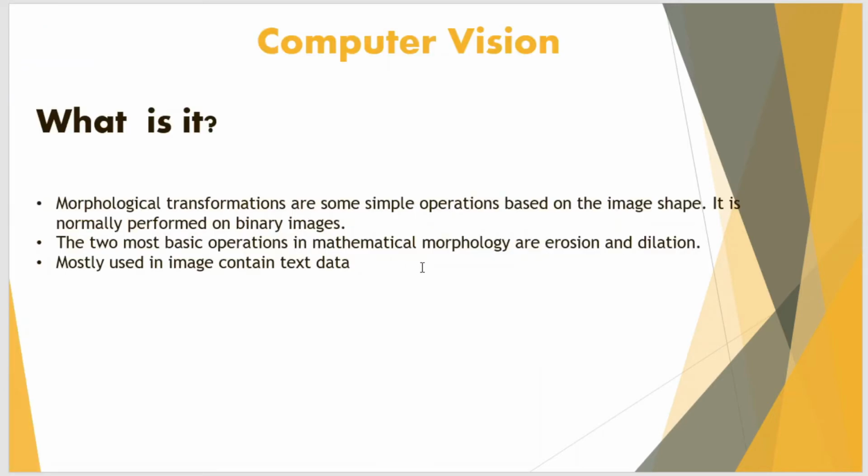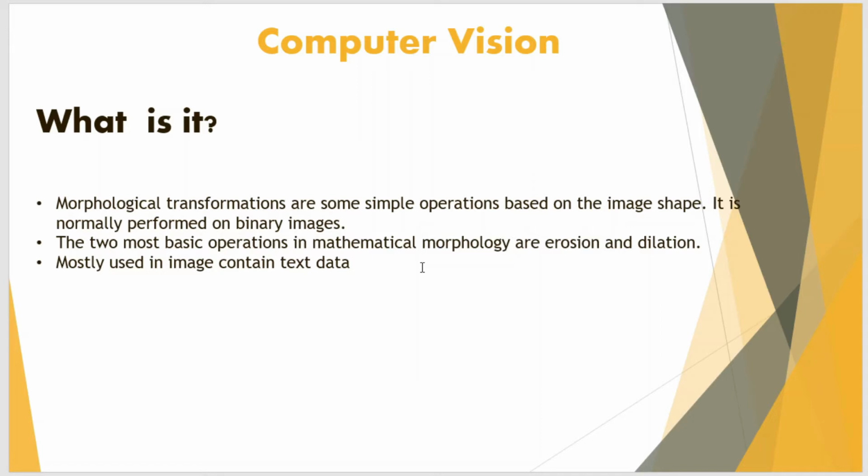Morphological transformations are some simple operations based on image shape. They are normally performed on binary images, and a binary image is nothing but an image containing white and black pixels. In a way, they are a set of kernels that can achieve a variety of effects. The most basic morphological operations are dilation and erosion. Dilation adds pixels to the boundaries of an object, while erosion removes pixels from the boundary. So basically these are opposite of each other.